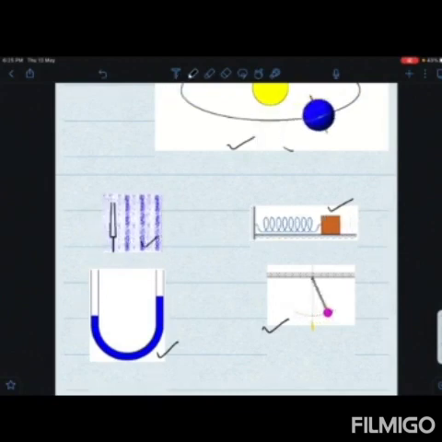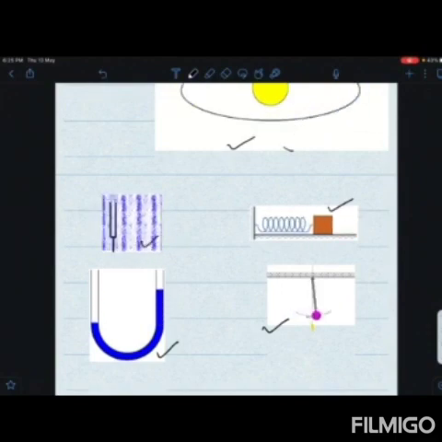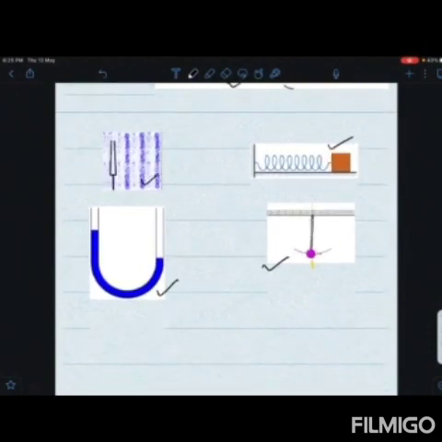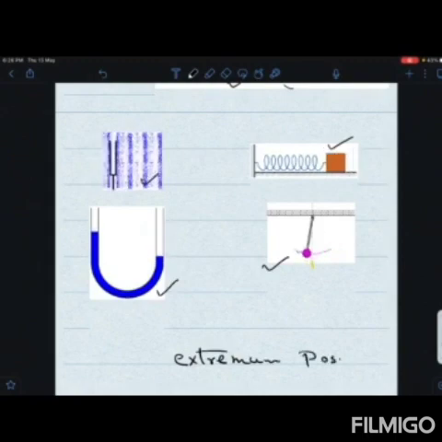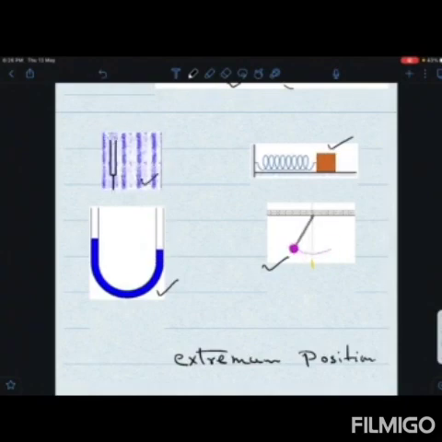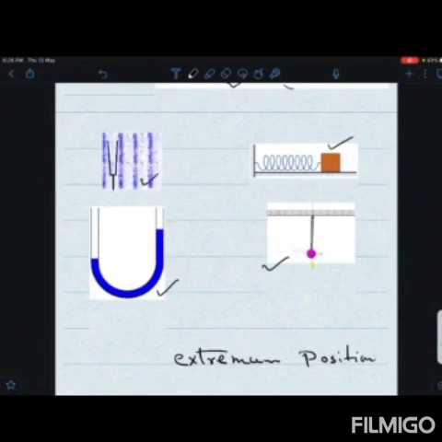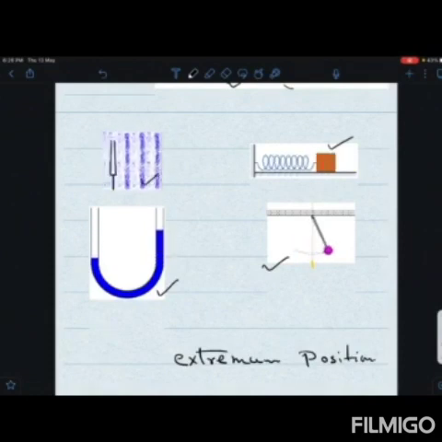Now, in a special case, when the periodic motion is confined to well-defined limits, we call the well-defined limits the extremum position, okay? Extremum position. So, it will be either a higher point than the equilibrium or a lower point to the equilibrium. Such motions are called oscillatory motion. That is, a motion which is effectively a to and fro motion.